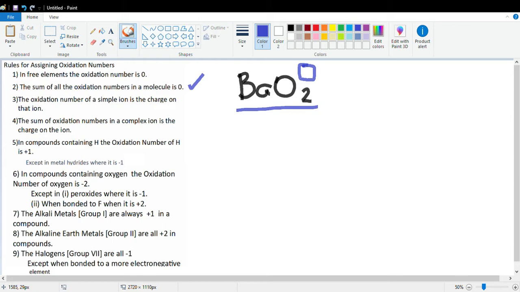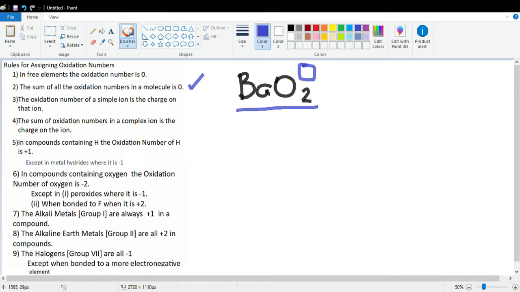Rule 4 doesn't apply. We don't have a complex ion. We've got a molecule, like we said for rule 2. Number 5 does not apply. We've got no hydrogens in this substance, but rule 6 does. We do have an oxygen. So just looking quickly, we know that in compounds containing oxygen, the oxidation number is -2. And looking at our two examples, this is not a peroxide, and this is not involving a fluorine.